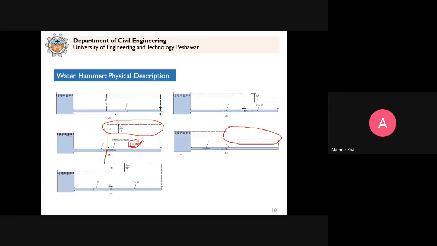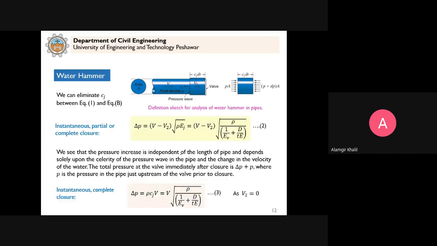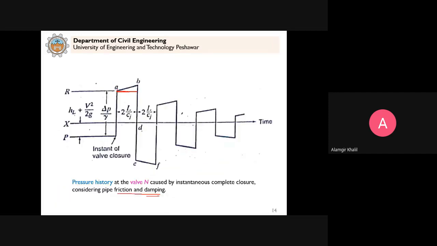So if we consider now the fluid friction and damping, then in that case what will happen is that it is sloping up, and similarly on the other side sloping down. This is when you consider pipe friction and damping. And damping, what is this? It is the amplitude of this pressure wave.